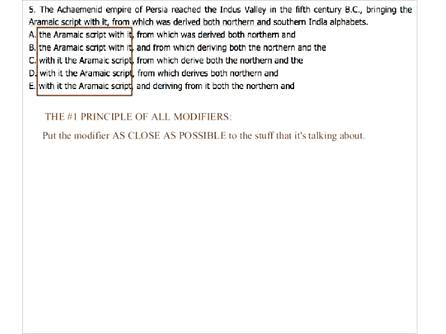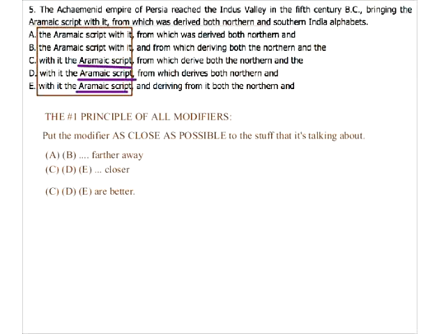That's it. So if you see something like this, where in A and B it's farther away, and in C, D, E it's closer, then C, D, and E are better. You want the Aramaic script here. These things are talking about the script. So if script is at the end, then there you go.